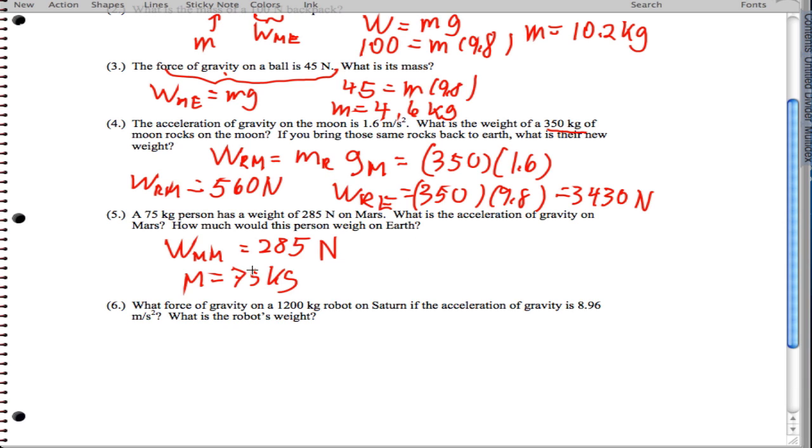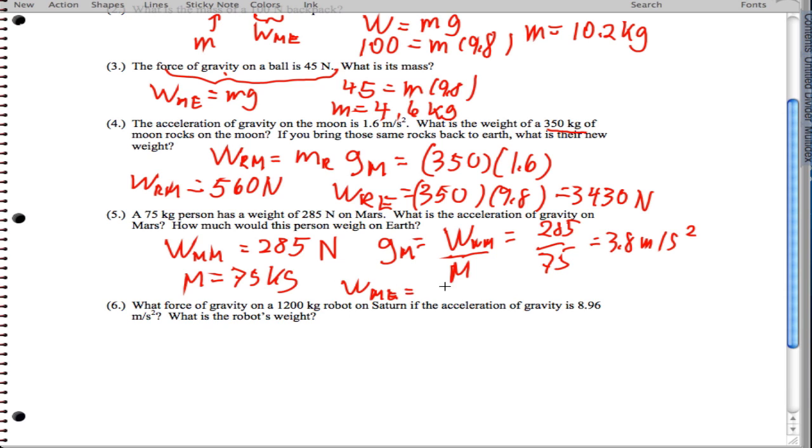So we have the weight and the mass of 75 kilograms, and we want to know what the acceleration due to gravity is on Mars. So again, that's going to be weight divided by mass, weight on Mars divided by mass. Notice the mass doesn't change on Mars, it's still the same. So 285 divided by 75 gives me 3.8 meters per second squared. On Earth, the weight is simply 75 times 9.8. And of course, that's 735 newtons.